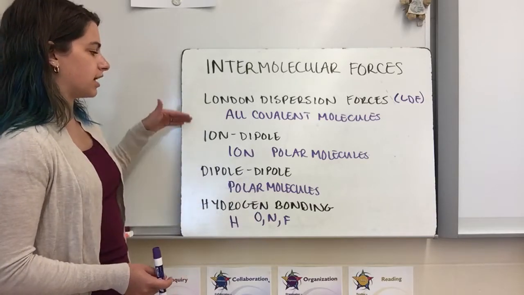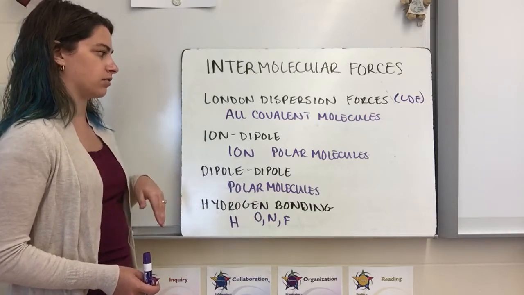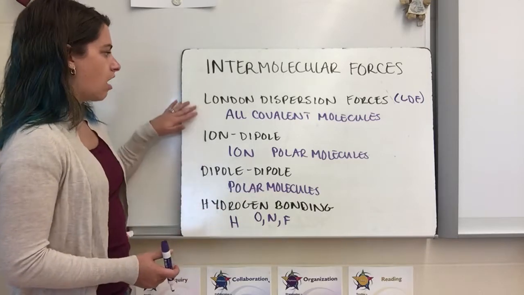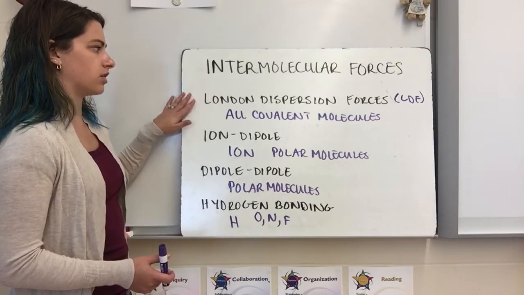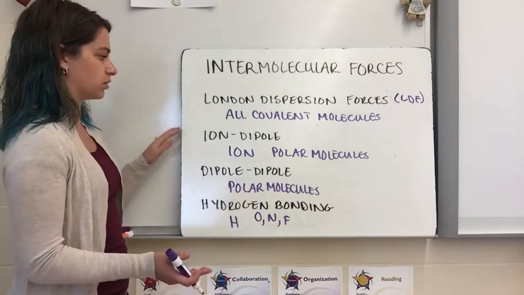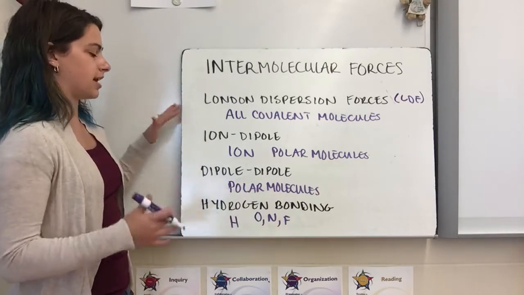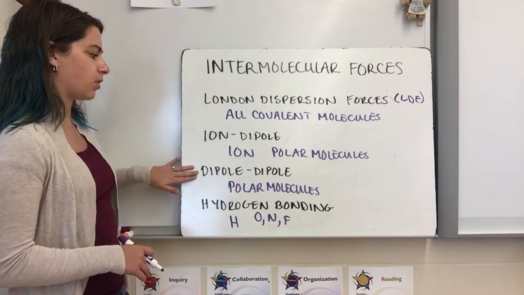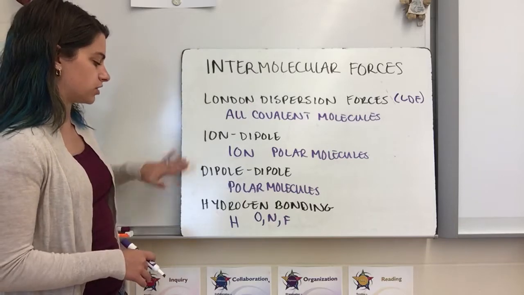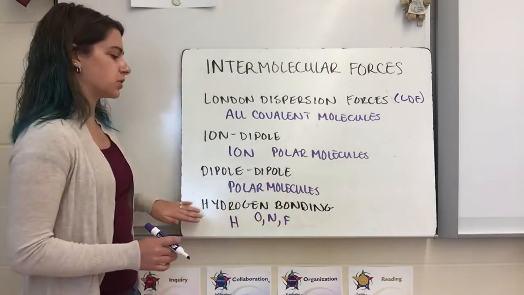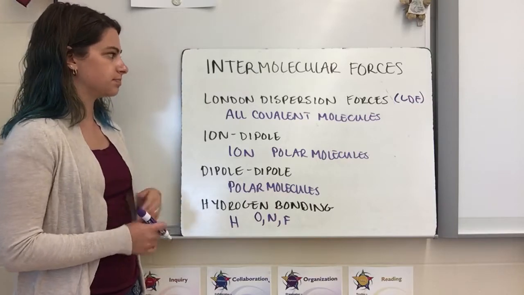So this is the order that they go in in terms of strength of intermolecular forces, because not all intermolecular forces have the same strength. Our weakest intermolecular force are the London dispersion forces, and those exist between any covalent molecules. Then we have the ion dipole. Then the dipole dipole is stronger than these first two. And then hydrogen bonding, even though it's not technically bonding, is our strongest intermolecular force.